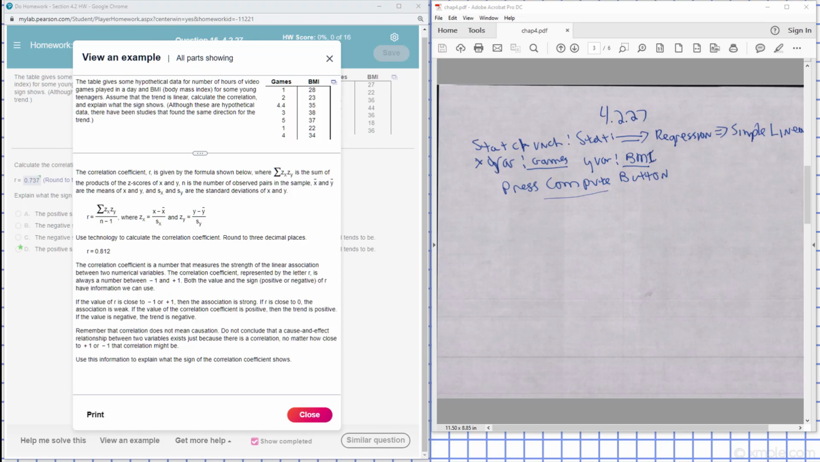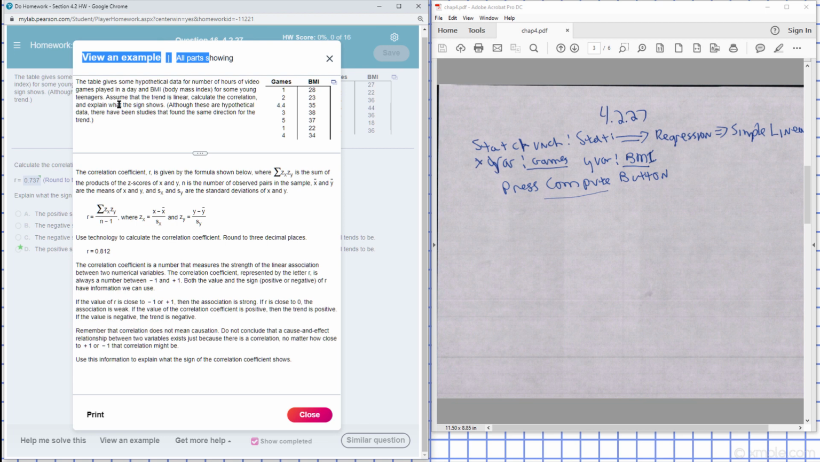For this one here, this is problem chapter 4, section 2, problem 27. The table gives some hypothetical data for a number of hours of video games played in a day and the BMI for some young teenagers. Assume that the trend is linear. Calculate the correlation, explain what the sign shows. Although these are hypothetical data, there have been studies that found the same direction for the trend.